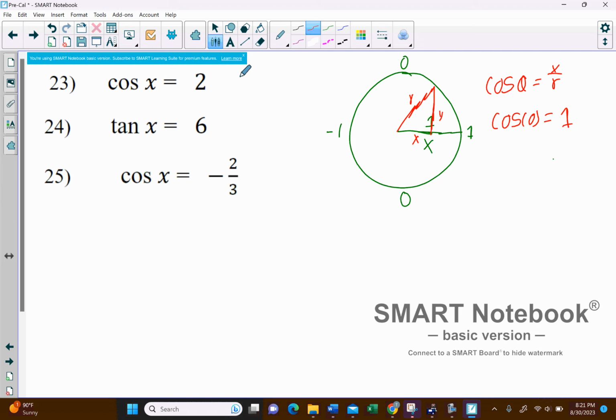Okay, let's see. Tangent. Tangent right here can equal 6. So let's talk about what tangent is. Tangent of an angle is going to be y over the x value. And if you look at the example I gave right here, you can see the y value is bigger than the x value. Not by much, but it is bigger.